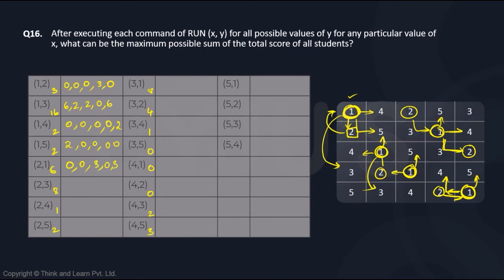Then 5, 1 will be 5. 5, 2 will be 4. 5, 3 will be 2, and 5, 4 will be 5. So this will take a little bit of time.